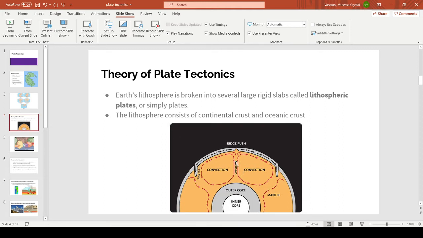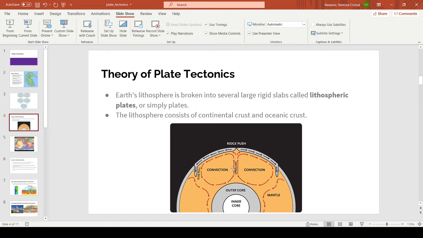And the lithosphere consists of continental crust and oceanic crust. As we can see in this diagram, I wanted to provide this to see how the continental crust and the oceanic crust move on Earth. The reason for their movement is due to the convection cells. Here we can see that hot magma is rising above the core.